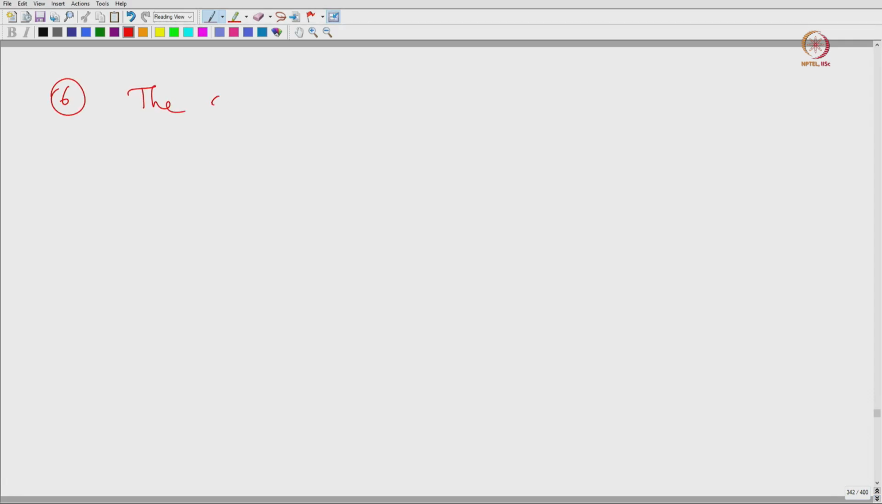So, the columns of the character table also form an orthogonal set. So, what does it mean explicitly?